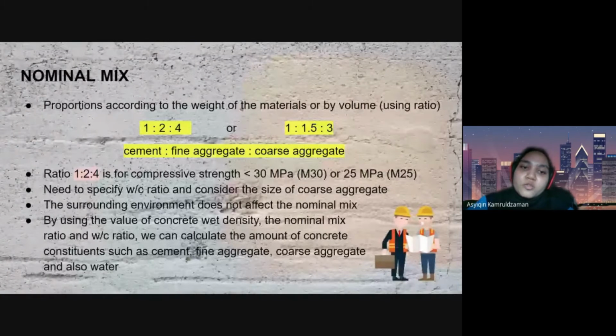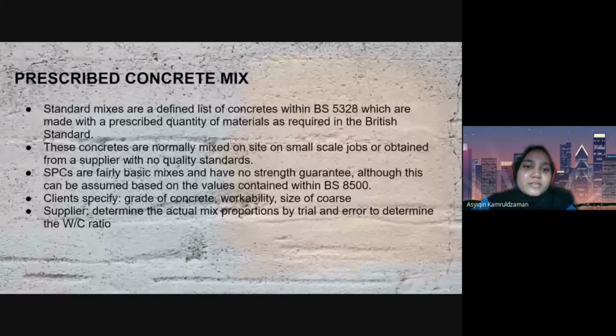Then we need to specify the water cement ratio and consider the size of the coarse aggregate. And the surrounding environment does not affect the nominal mix. By using the value of the concrete wet density, the value of the nominal mix ratio, and the water cement ratio, we can calculate the amount of concrete constituents, such as the amount of cement, the amount of fine aggregate, the amount of coarse aggregate, and also water. Next I will pass to Tan.